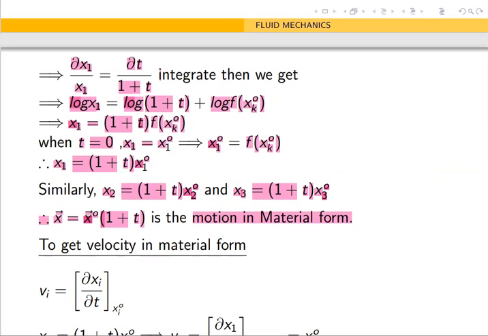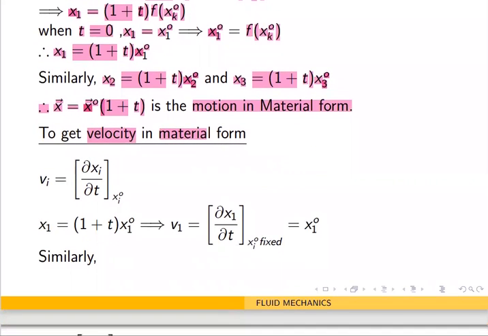So we have obtained the motion in the material form. Once we have the motion in the material form, it is very easy to find the velocity in the material form. So Vi is equal to dou xi by dou t, where xi naught is fixed. Take x1 equal to 1 plus t times x1 naught. So what is V1? V1 is dou x1 by dou t, xi naught fixed. So differentiate this with respect to t with xi naught fixed.